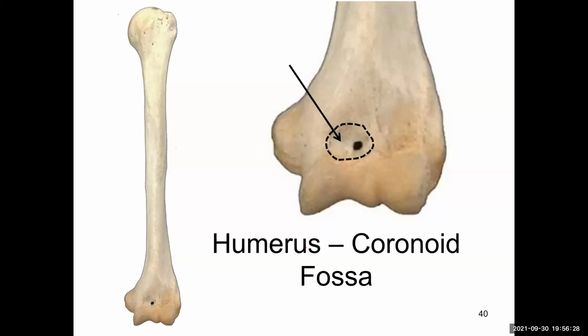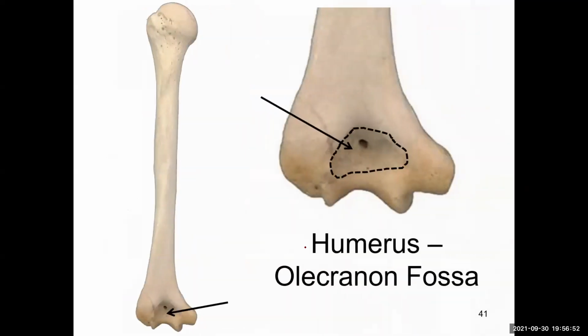Just above the trochlea, you've got a fossa there. That's the coronoid fossa. The coronoid process is going to actually approximate and move into the coronoid fossa when you flex your elbow. And we'll see the coronoid process in a moment. Okay, so that's a little bit of a depression right above the trochlea.